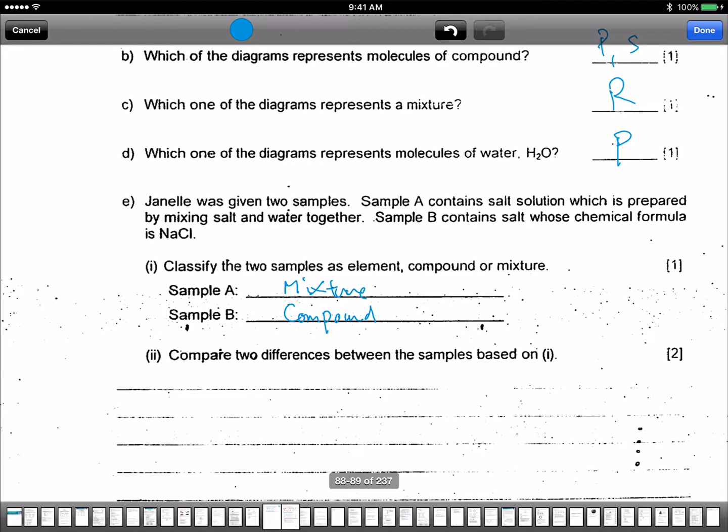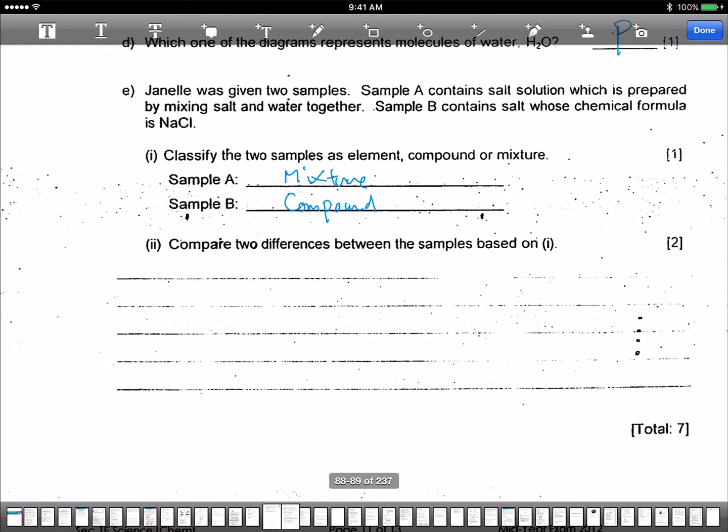A compound is chemically combined. There must be burning, or electricity, or some type of change. That means a chemical change in the compound. When you mix salt and water, there's no chemical change, it's just dissolving.